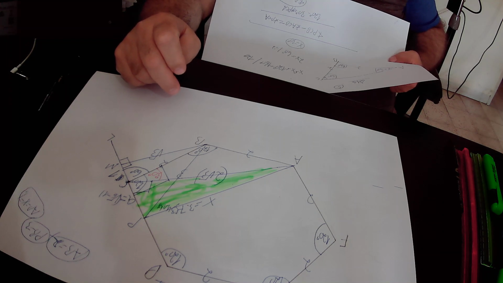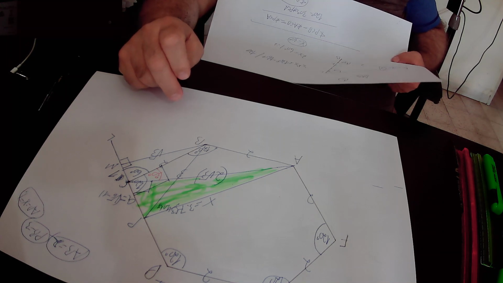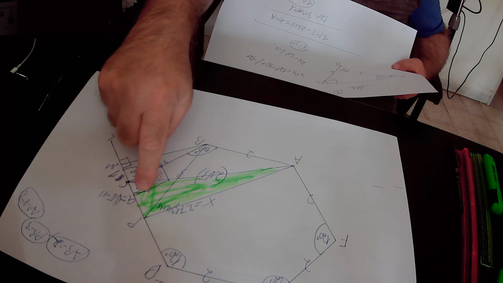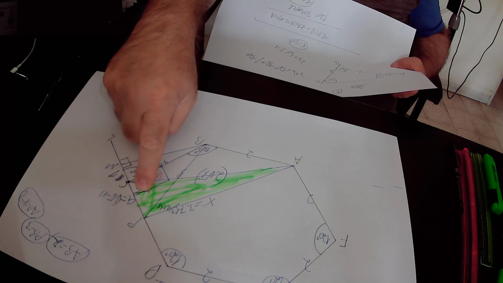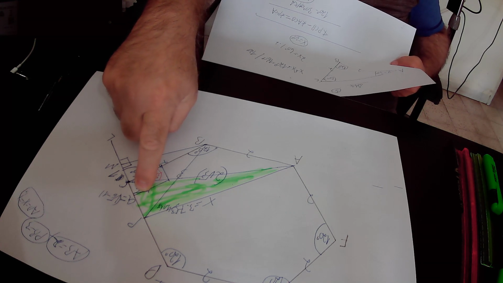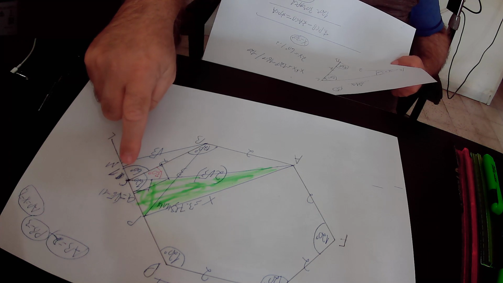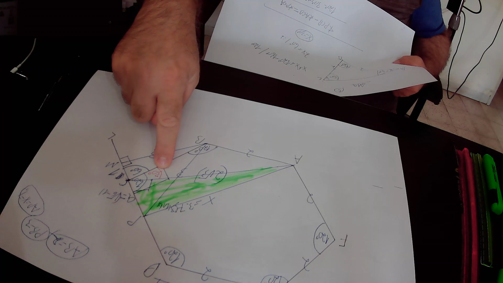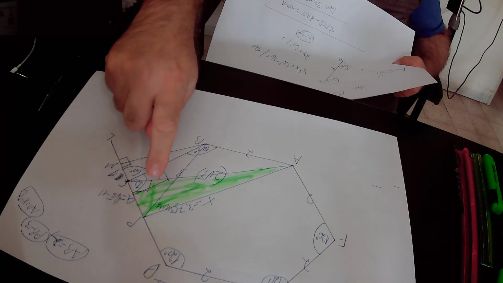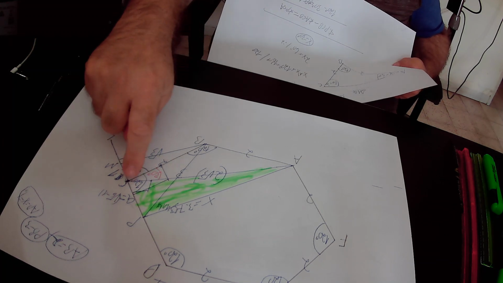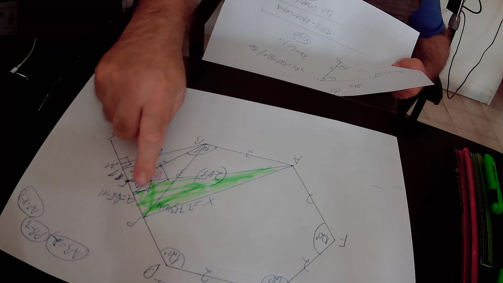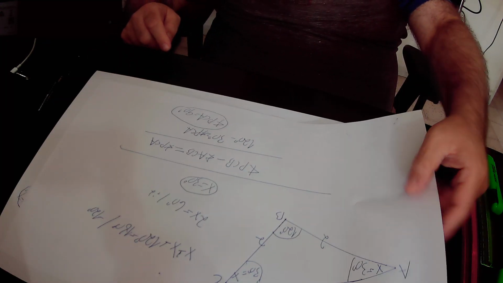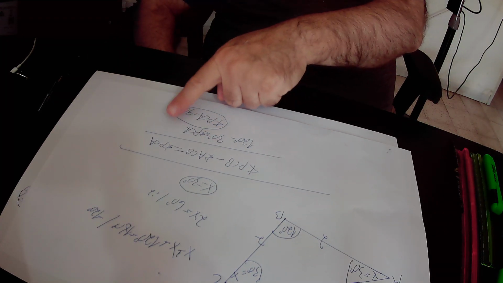So what is the size of angle PCA? This angle PCA will be equal to the big angle PCB minus the small angle ACB. Again, the big angle PCB minus the small angle ACB will be equal to this angle PCA. I'll repeat again: angle PCB minus angle ACB equals angle PCA.